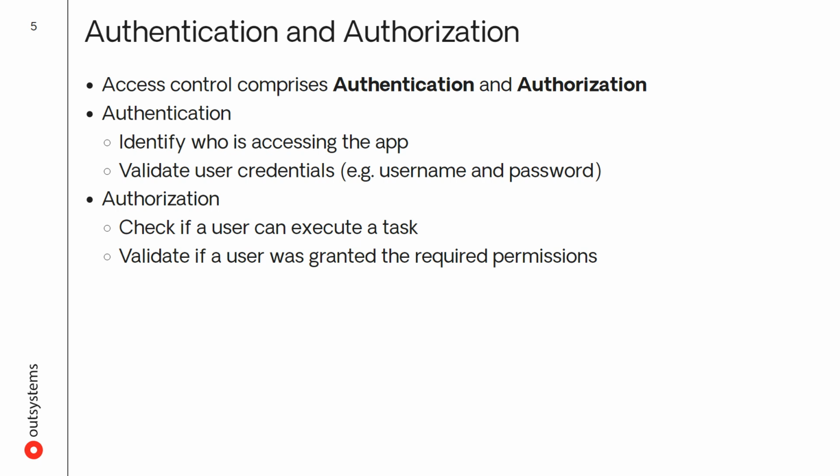Authentication is about who does something. We need to identify who is accessing our app and then validate their credentials, like username and password. Then we have authorization, which is about what someone does. This requires that we validate if a certain user has the required permissions to do what they want to do.